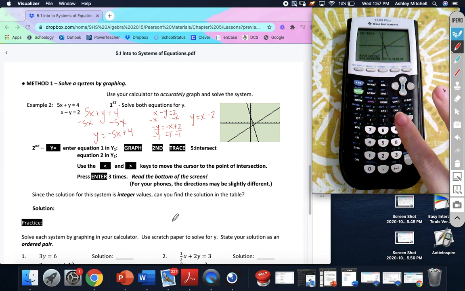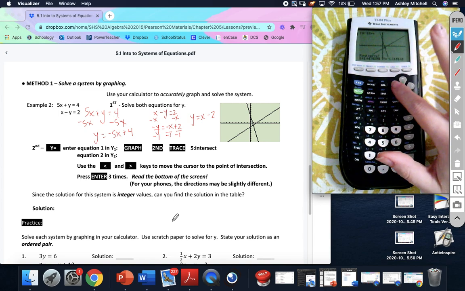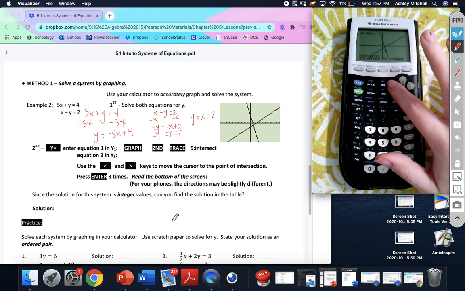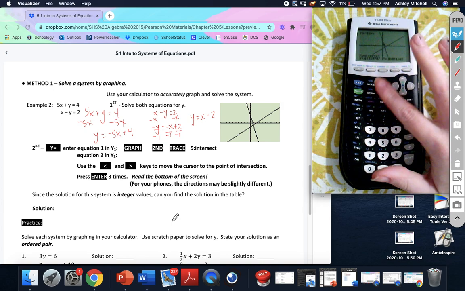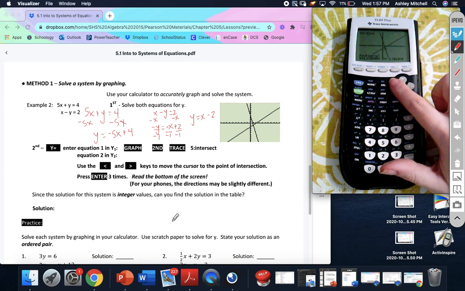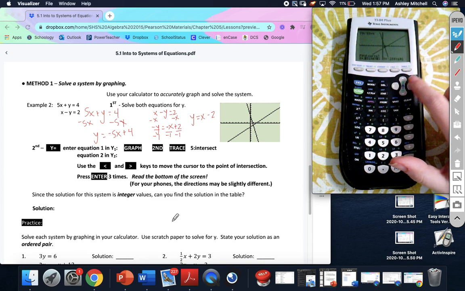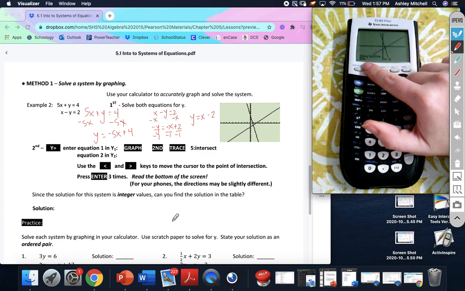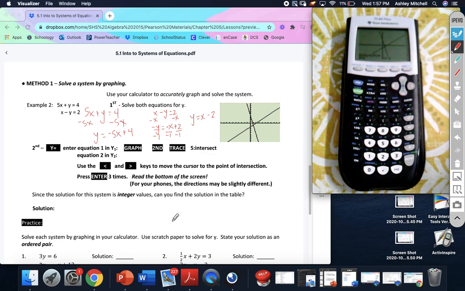What it does is create this cursor that you can move using the left and right arrows. You want to move that to the point of intersection. So that looks about right. Once you get there, you're going to hit enter, enter, enter, and you get this intersection: x equals 1, y equals negative 1. Oh, hold on, I'm kind of messing with the focus here.